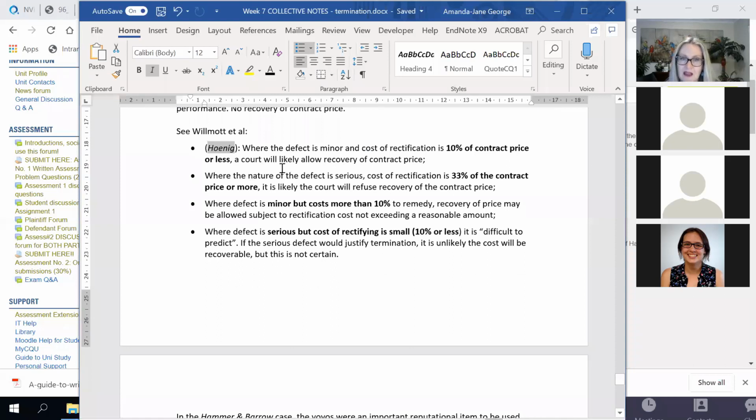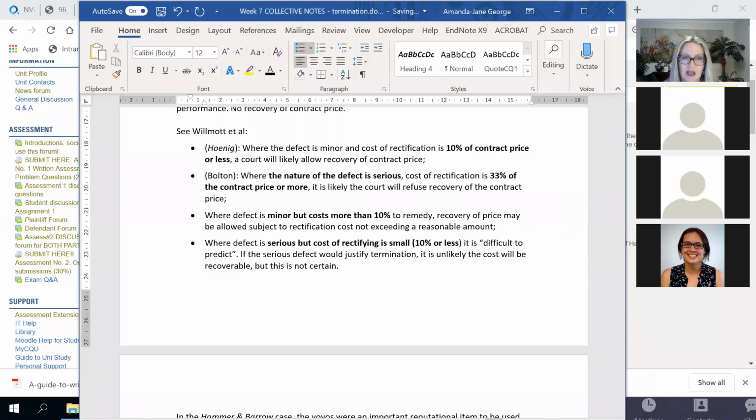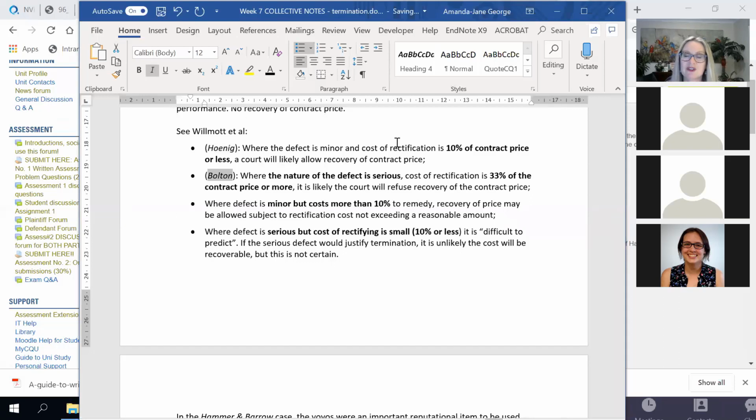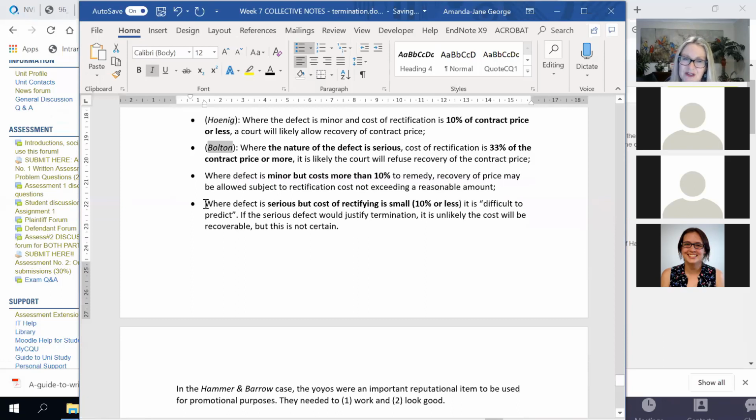However, as you can tell, this is almost like how long's a piece of string, because there are so many different variables that could go into this kind of thing. But if the nature of the defect is serious, so it's more likely to rob you of really what you expected to get from the contract. Another rule of thumb, 33%. That is your Bolton measure, okay? If you're hitting those kinds of figures, you won't be able to recover your price. And then it all shades into shades of grey.